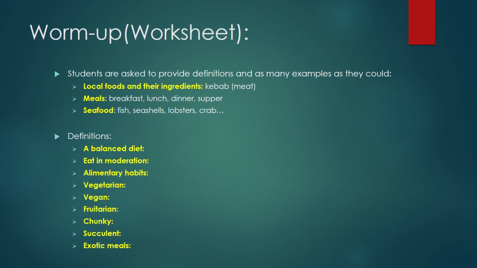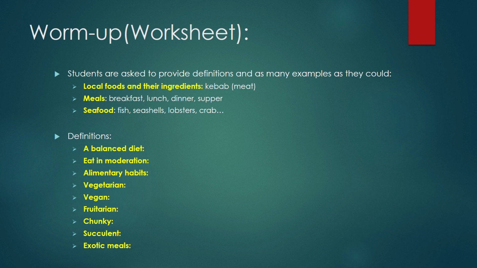The first thing we do when we start our class is called Warmup. So as always, we expect our students to give definitions or examples of a couple terms we provide them, the yellow ones. Local food and their ingredients, for example. Normally students in Iran, since we have a wide range of, let's say, local food, which could change from one region to another. If we ask this question, every student will come up with a wide range of new ideas.